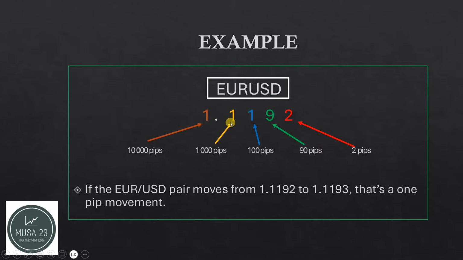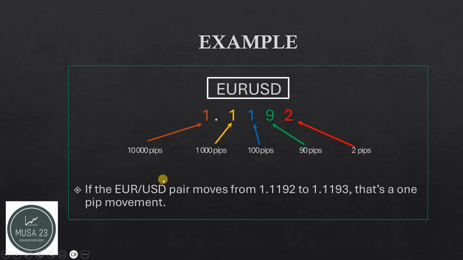Given 1.1192. This value represents 2 pips, and this one 90 pips, and this one 100 pips. If this was 5, it would have been 500 pips, and if it was 9, it would have been 900 pips. This one represents 1,000 pips. And let's say if it was 3, it would have been 3,000 pips.